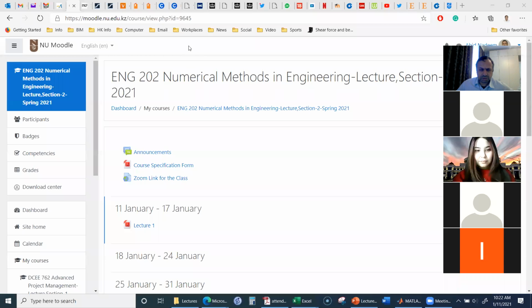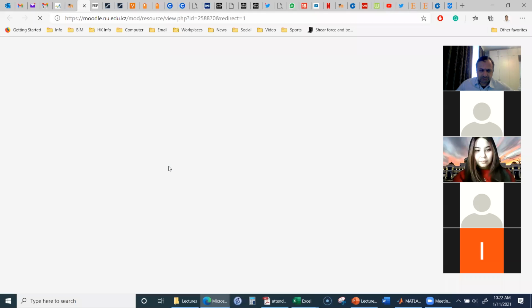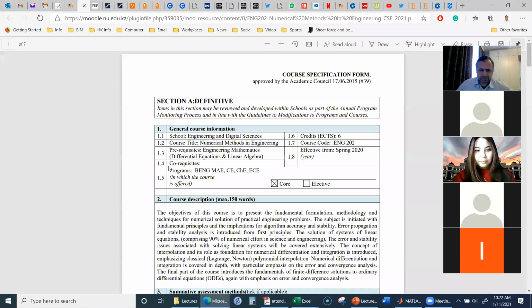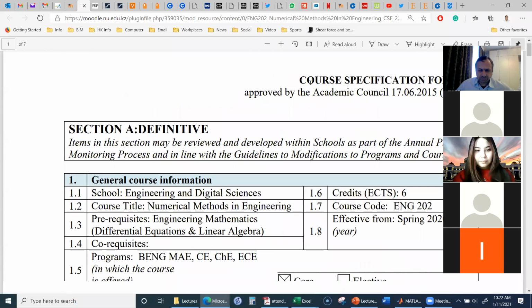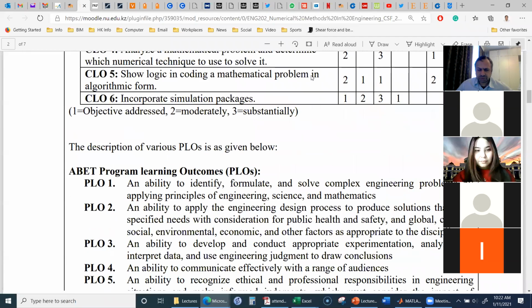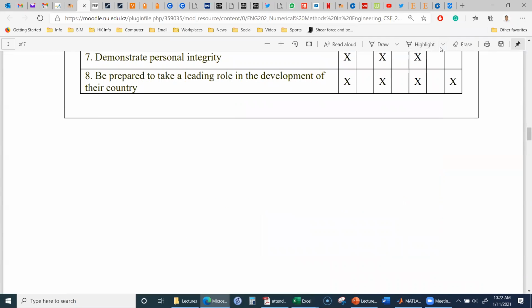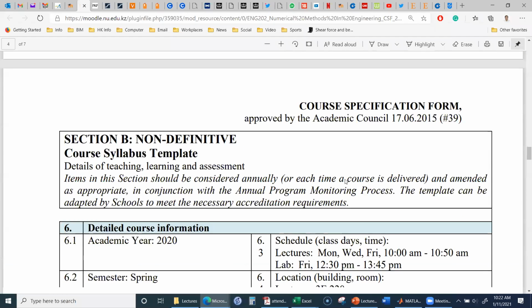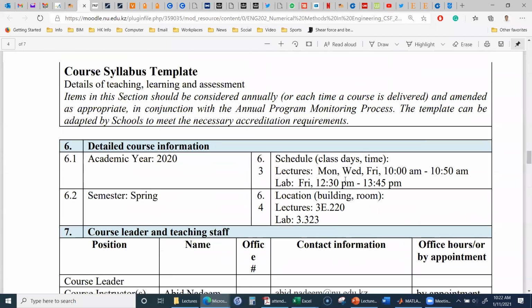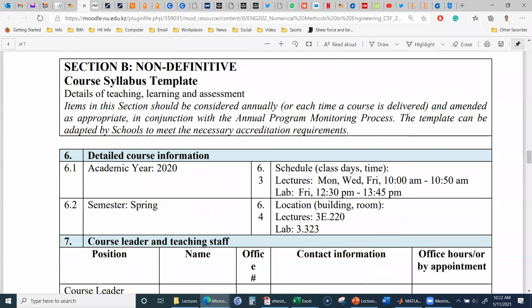Now, you can see that the Moodle page is ready, and I can click the course specification form. So this is the course specification form. In this course specification form, I will go to the course contents. So our class will be on Monday, Wednesday, and Friday.